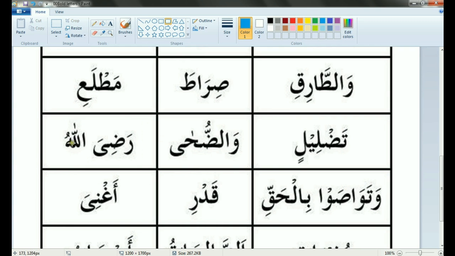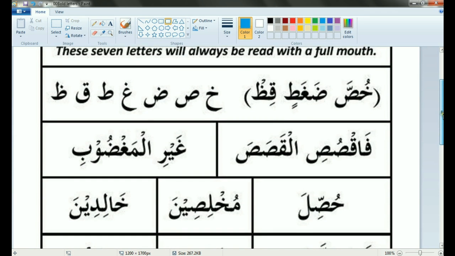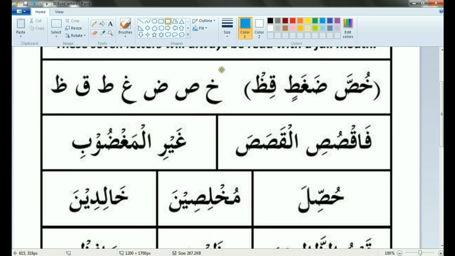You might have noticed that we are reading the lam of this word with full mouth, okay, or as a bold letter. And here we read ra with full mouth, like sirata, but they are not here in the list of bold letters. Okay, we don't have lam and ra in the list of bold letters. So the reason why they are not here is because they are not always bold letters. Okay, sometimes they are heavy and sometimes they are light.